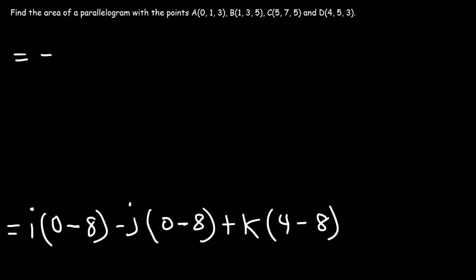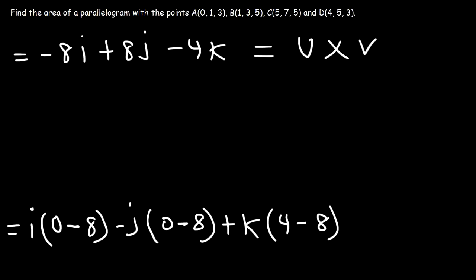So 0 minus 8, that gives us negative 8i. And then we have negative j times negative 8, so that's positive 8j. And 4 minus 8 is negative 4, so we have negative 4k. And so this is the cross product of vectors u and v.